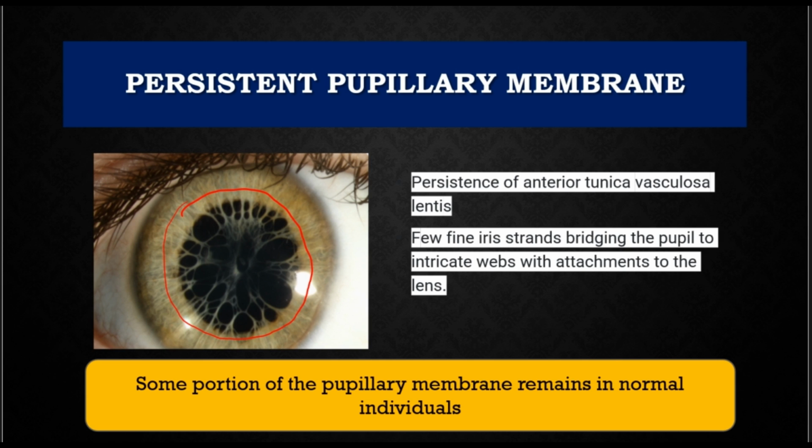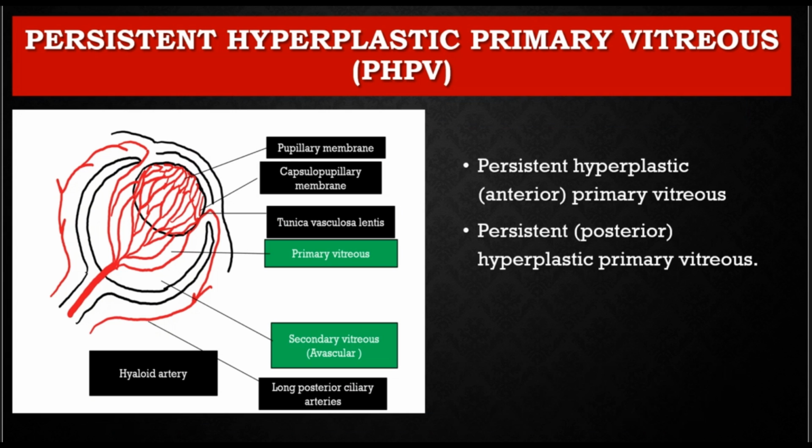Now, the persistent pupillary membrane is usually asymptomatic and does not cause any functional disorders in the individuals who have it. However, in rare cases, there might be a really dense membrane that can persist and obscure the pupil, and when it obscures the pupil, it can cause what is known as amblyopia. However, some portion of the pupillary membrane might be seen in normal individuals as well, and in those people it is usually asymptomatic and does not cause any functional problem.